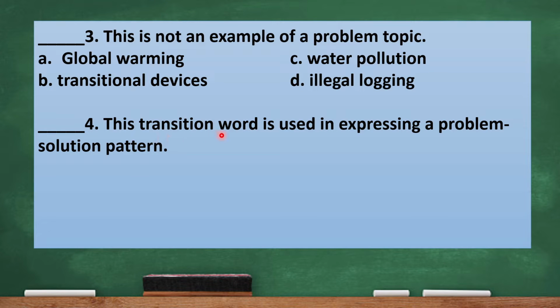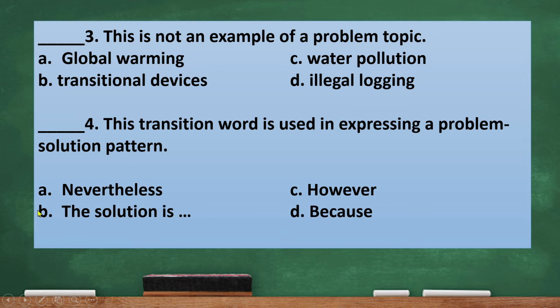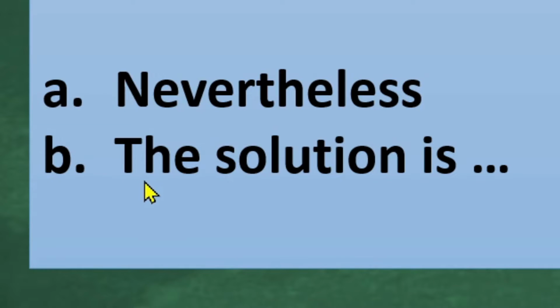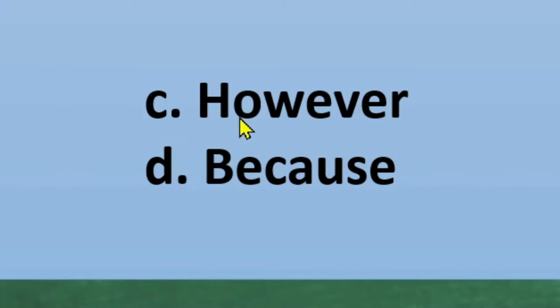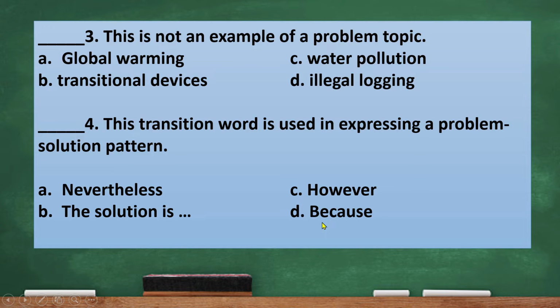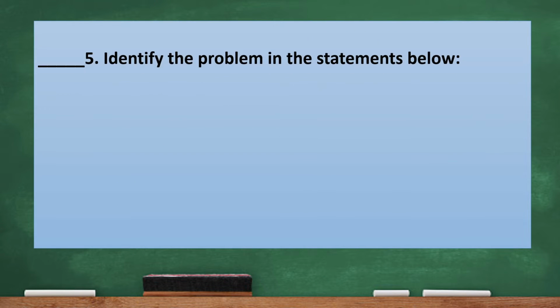This is a transition word that is used in expressing a problem solution pattern. Let's proceed with the choices. A. Nevertheless. B. The solution is. C. However. Or D. Because. Choose your answer and let's proceed with number 5.